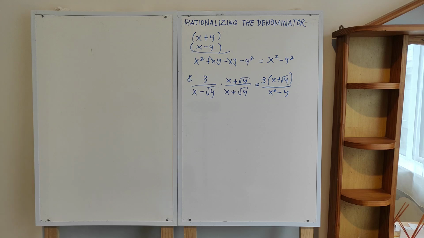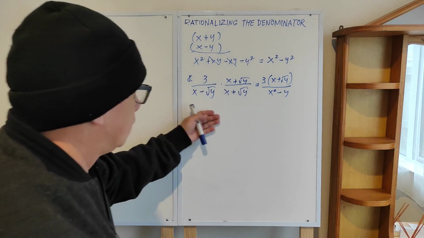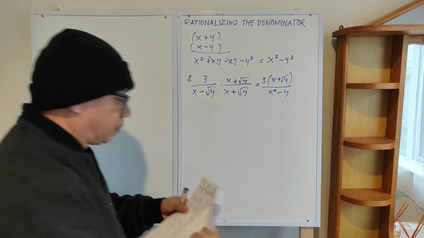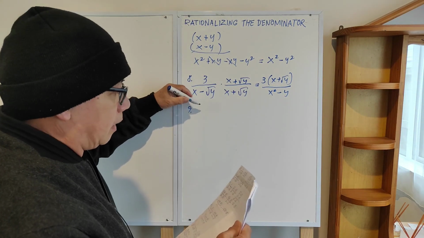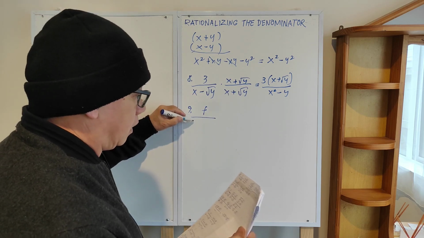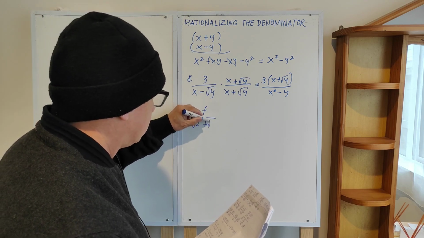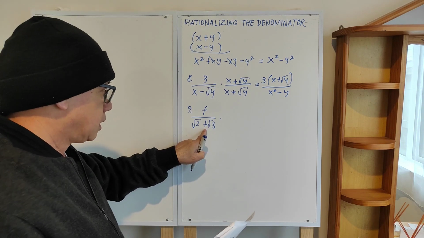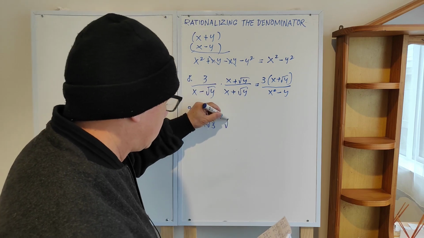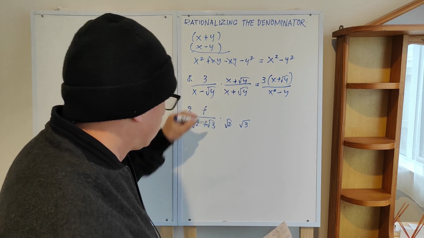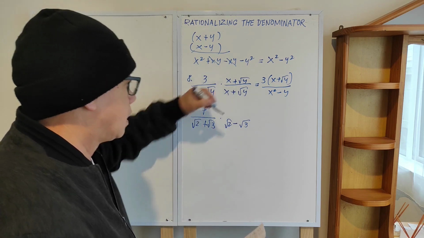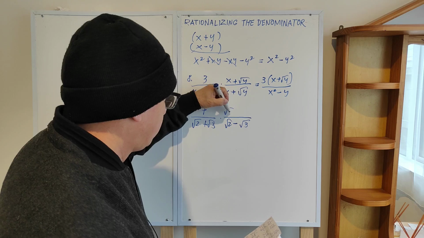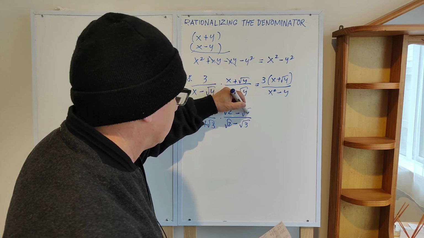So the next number, it can also be numbers, to make it more simple. For example, we have f over square root of 2 plus square root of 3. So this is a plus. We copy the numbers square root of 2, square root of 3, but this time we put subtraction. And then whatever is in the denominator should be the same on the top, square root of 2 minus square root of 3.